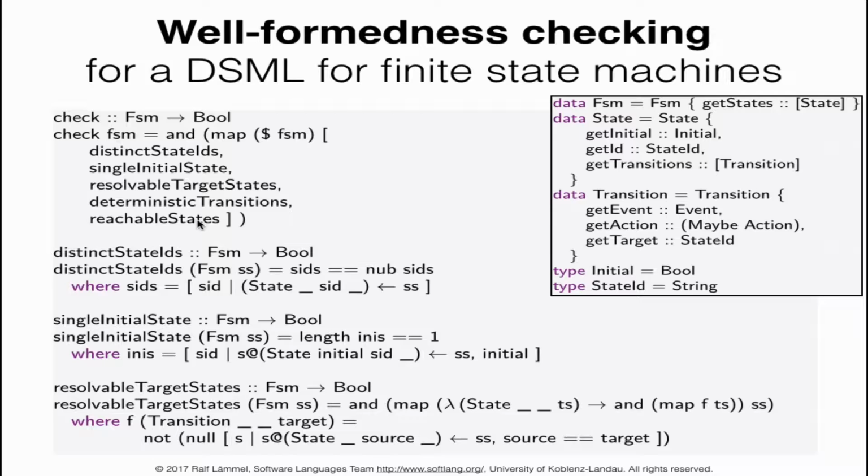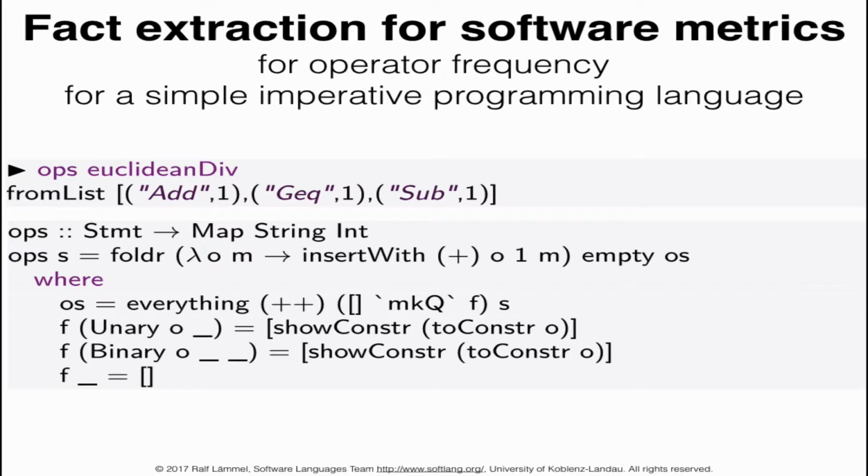code. And here's how we implement all these constraints by some form of list comprehension, some form of analysis, traversal over the object representation at hand. Here is a very simple fact extraction to determine a software metric. Let's say we look at imperative programs, and let's say we want to know how operators are used within the imperative programs.